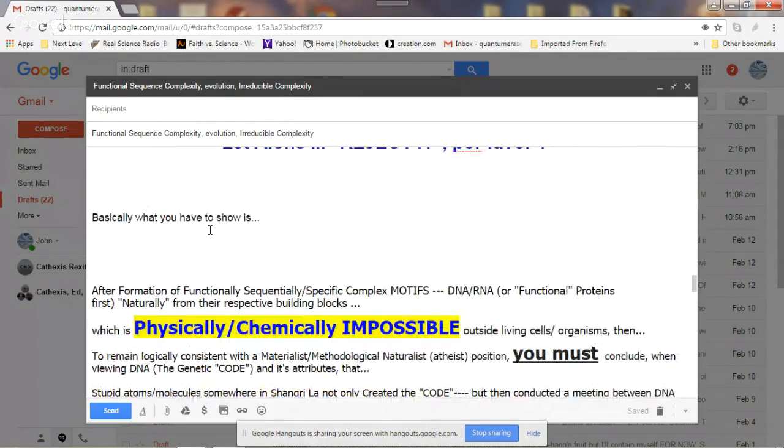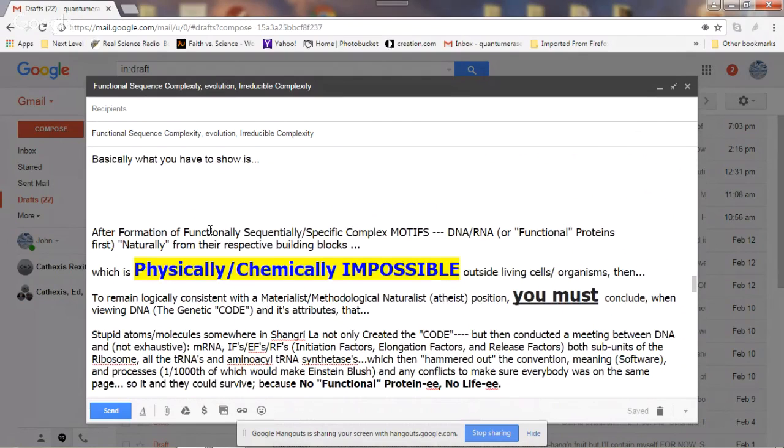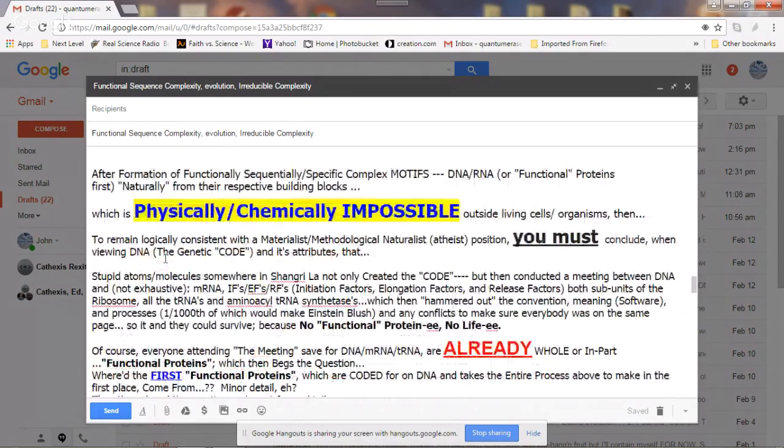So basically, what you have to show is, after formation of the functionally sequentially specific complex motifs, DNA, RNA, or functional proteins naturally, from their respective building blocks, which is physically and chemically impossible outside living cells or organisms, then that's just the physical chemical molecule. We're not even at the information yet.